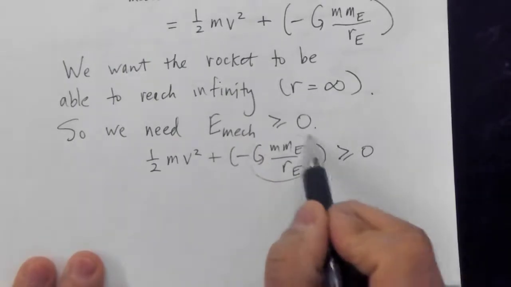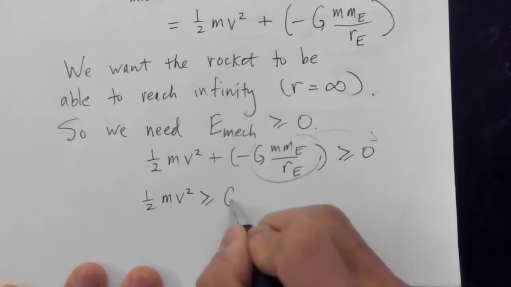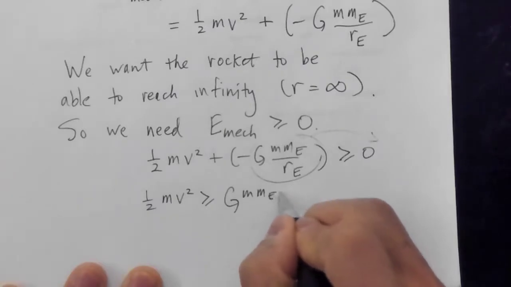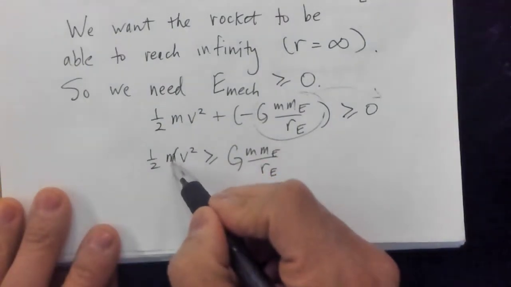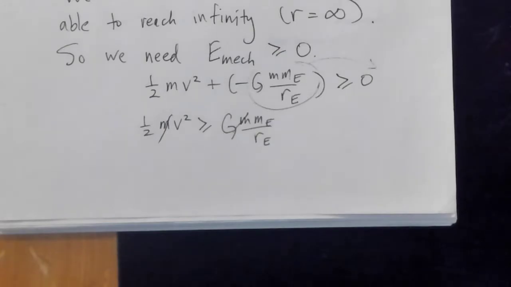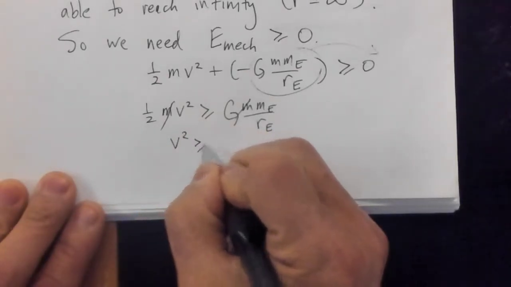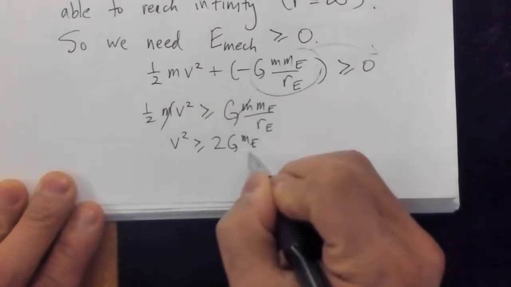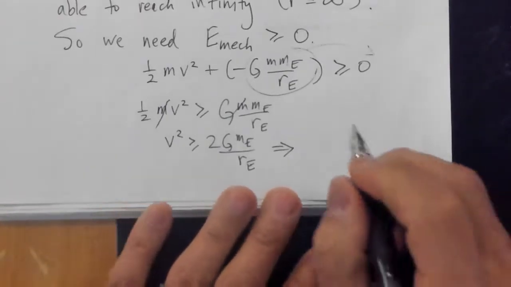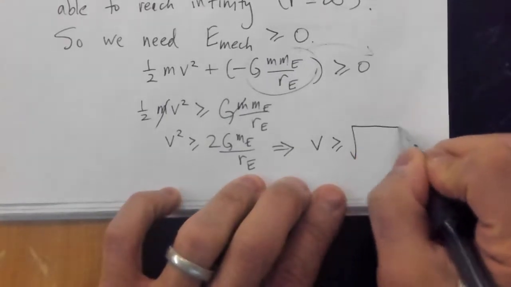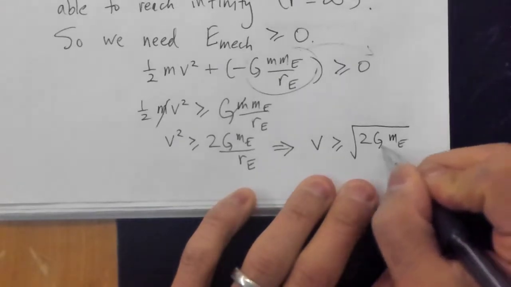So what I can do is bring this term to the other side, and we'll have 1/2 mv squared is greater than or equal to G M_E over R_E, without the minus sign. I can now simplify a bit. The m's cancel out. It's a positive number, so there's no harm in dividing by it. Then let's multiply by 2. V squared is greater than or equal to 2 G M_E over R_E. And then we can take the square root of both sides. That's perfectly fine. It means V must be greater than or equal to the square root of 2 G M_E over R_E.